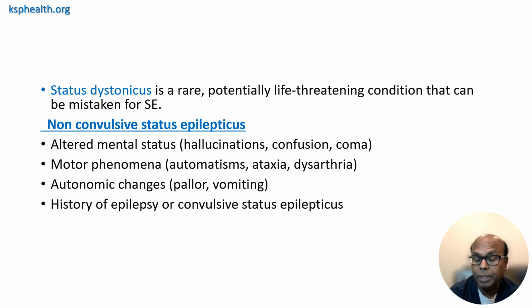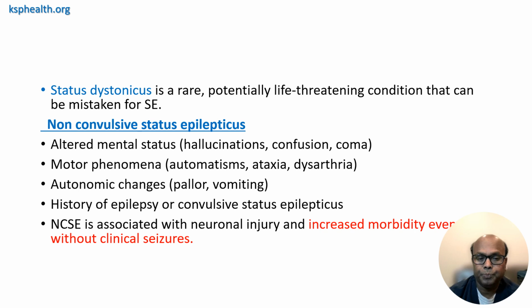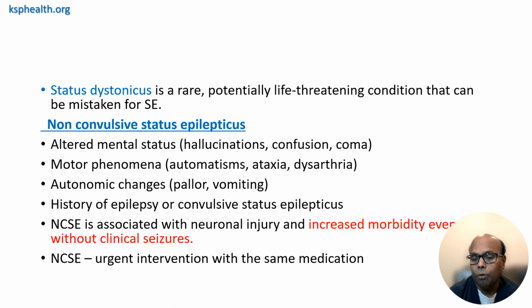Non-convulsive status epilepticus can present as altered mental status, meaning persistent hallucinations, confusion, coma. They can have motor phenomena like automatisms, ataxia, dysarthria, autonomic changes like pallor and vomiting, and a history of epilepsy or convulsive status epilepticus. Non-convulsive status epilepticus is associated with neuronal injury and increased morbidity even without clinical seizures. So non-convulsive status epilepticus is also an emergency and needs to be treated the same way as convulsive status epilepticus.